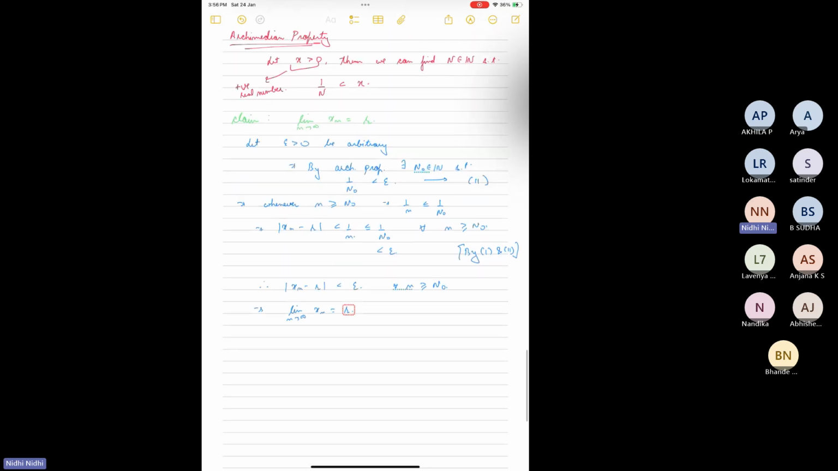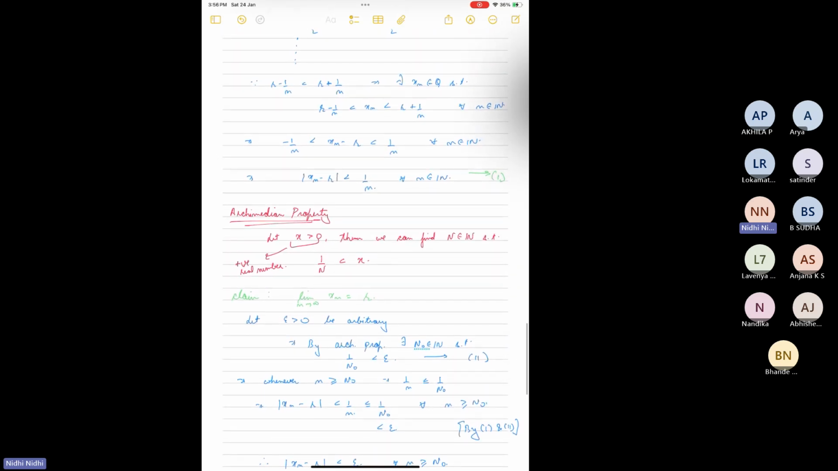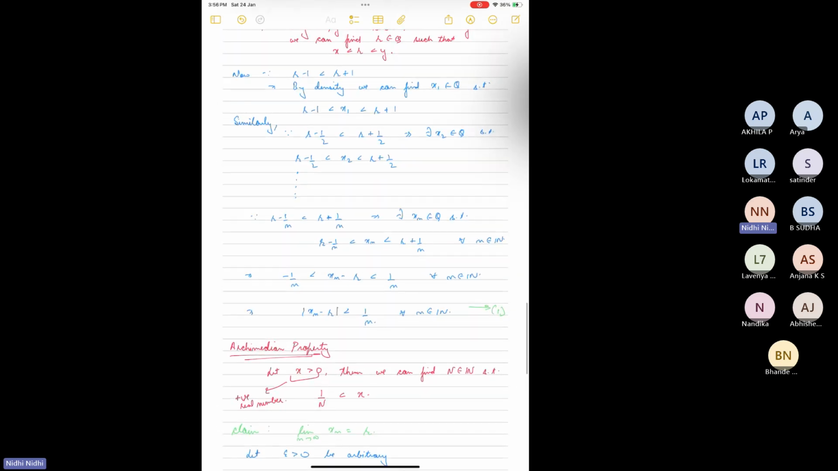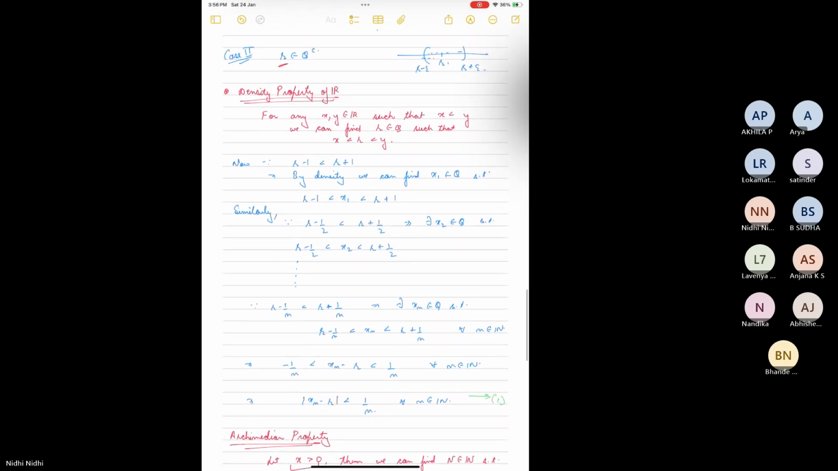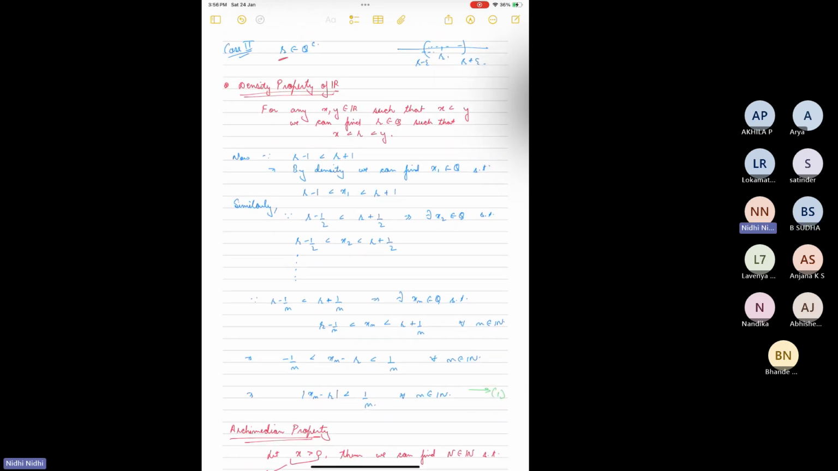I hope this is clear how we use the density property and the Archimedean property in the case of irrationals. Please, you can ask if you have any doubt at any step which is not clear.